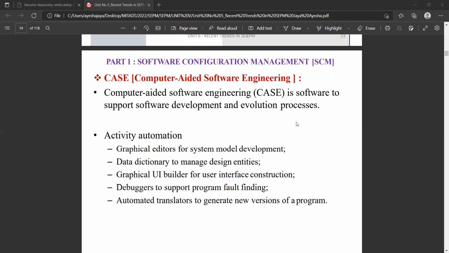Then we have debuggers to support program fault finding, because sometimes error finding in a big enterprise is also not very easy to locate. So we need to have different programs for debugging. That also has become automated nowadays. Manual testing or manual debugging is not today's cup of tea. Then we also have automated translators to generate new versions of the program.